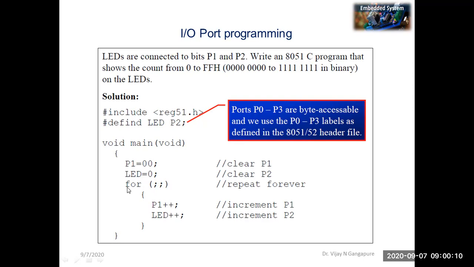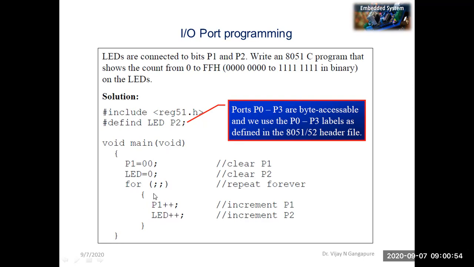The next statement is the for statement, an infinite for statement, because there are no expression 1, expression 2 and expression 3 between the opening and closing parentheses. Whatever statements are in the loop will be repeated forever, infinitely. So what is written here? P1 plus plus semicolon. This first statement will increment the value in port 1. Right now the value in port 1 is 0 0; it will become 0 1, so it gets incremented by 1. LED plus plus means port 2; port 2 contents will also get incremented by 1.